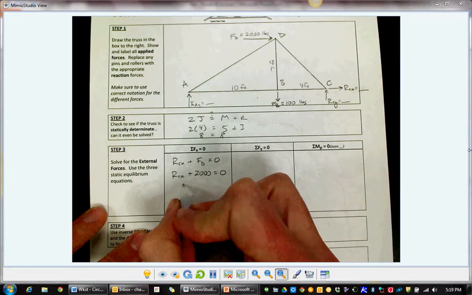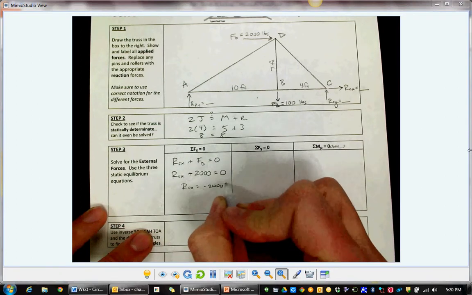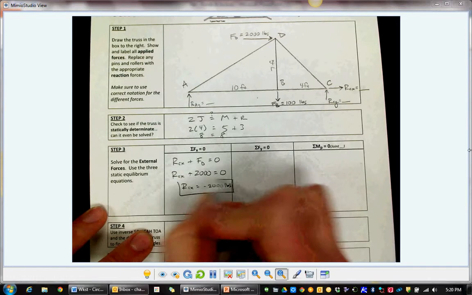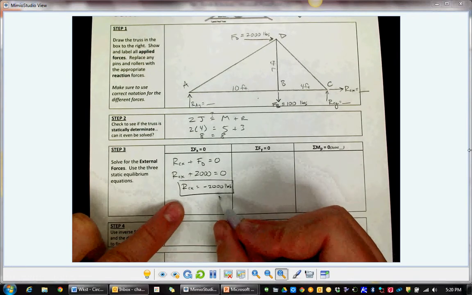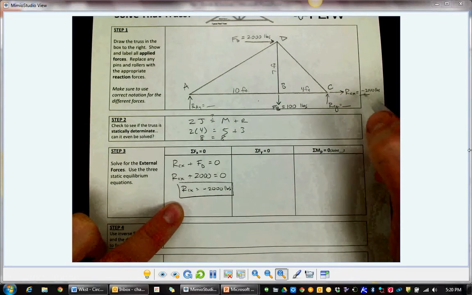So subtract 2,000 from each side. RCX is going to be negative 2,000 pounds. As soon as you know that, box it in so it stands out, and go up and update your free body diagram up top there. RCX, negative 2,000 pounds. Now that's one you probably knew before you even started.